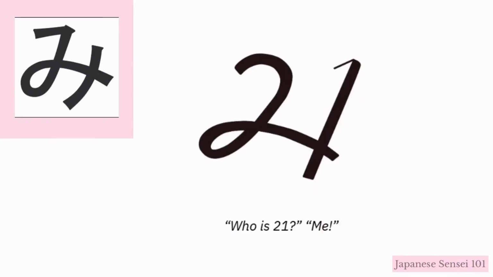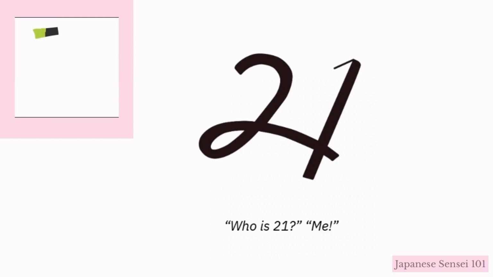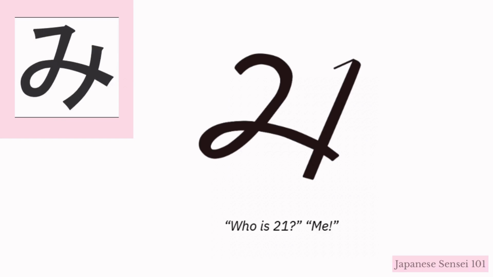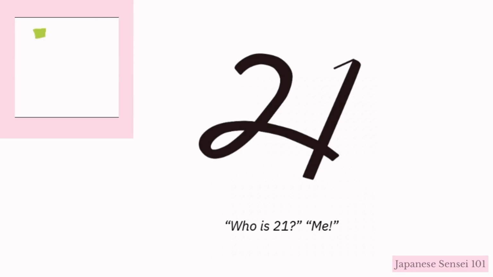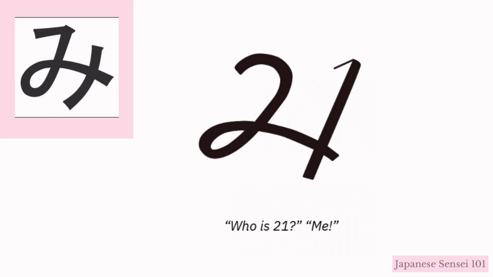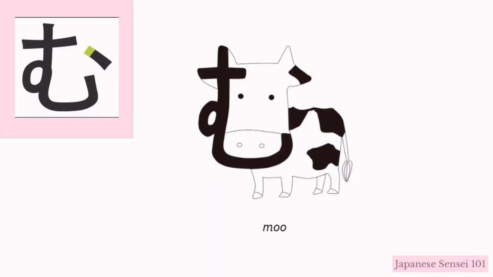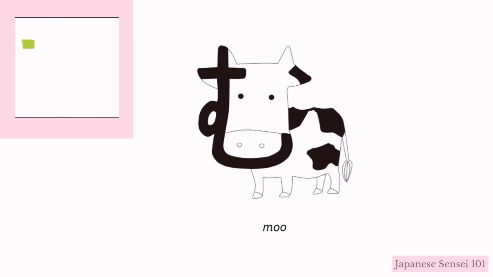み、み、 Imagine the hiragana mi as the number 21. The first stroke looks like the number 2, and the rest of the character can be seen as a 1. The phrase "who is 21, me" can help you remember the sound mi. む、む、 Imagine the hiragana mu as a cow making the sound moo.